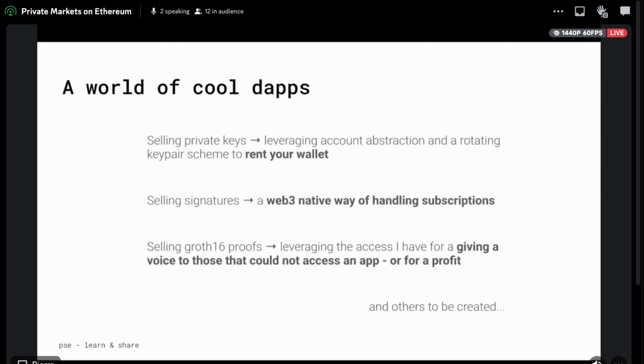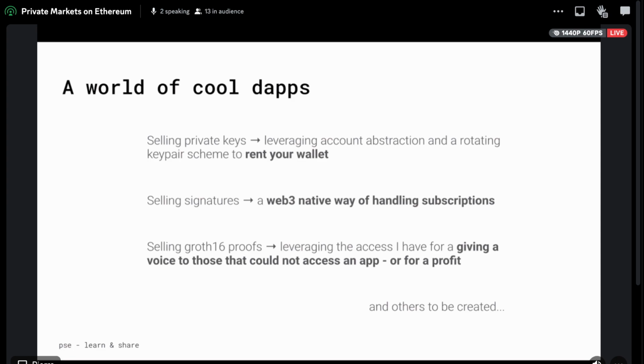So first, I think that a cool perspective is that you can have a world of nice dApps that can come out of this. So for instance, selling private keys, well, you can actually think about ways to leverage account abstraction and some kind of rotating key pair that is working on the abstracted account that you are using. And then you end up with a way to rent your wallet with that key.